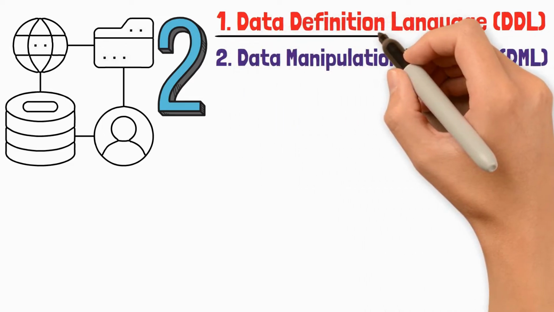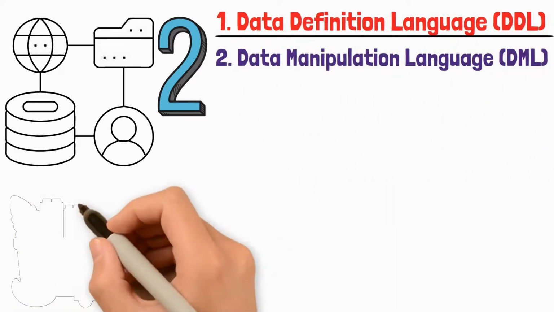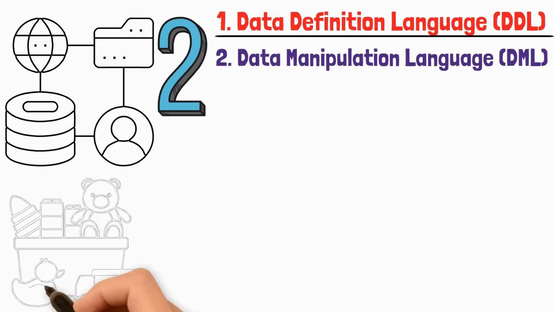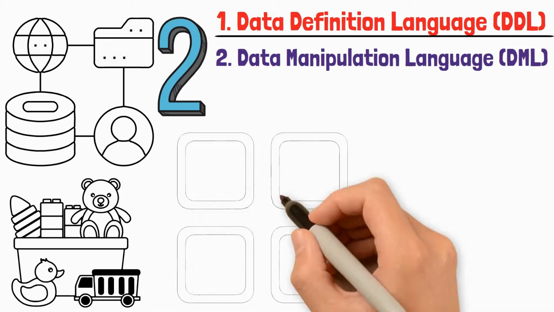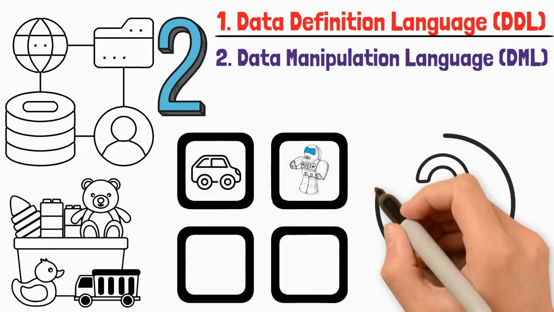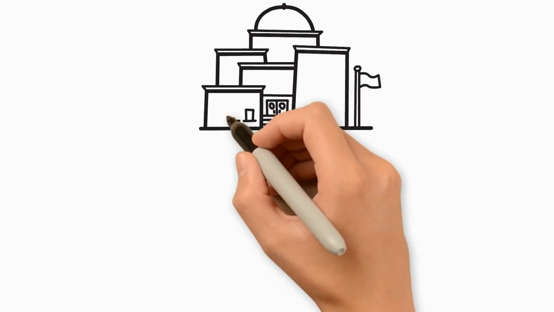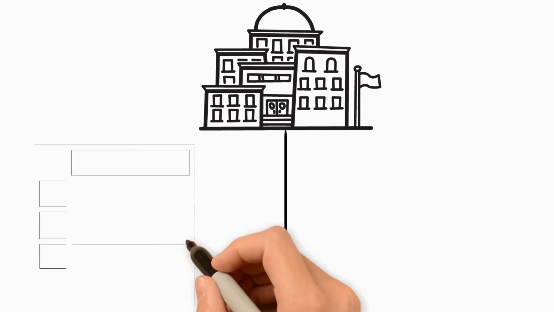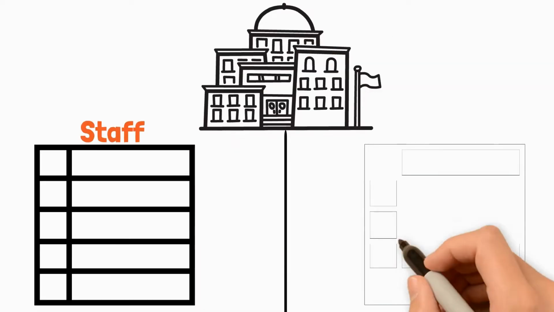1. Data definition language, DDL, is like setting up your toy box. It helps you decide what sections you have, like one for cars, another for action figures, etc., and how they should be arranged. So, in our university example, it would be one table for staff, another one for students, etc.